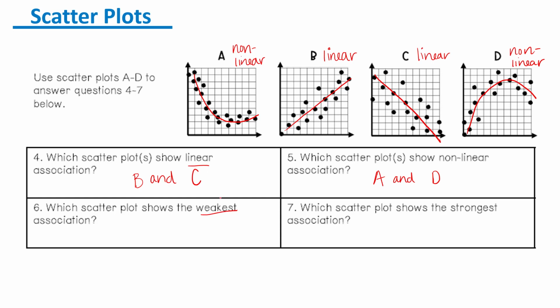Number 6 is which scatter plot shows the weakest association. So in other words, in which graph are the points the furthest apart from each other? I would say out of all 4, letter C has points that are the furthest apart from each other. And then number 7, which scatter plot shows the strongest association? I would say graph A. Those points are very, very close together, so that would be a strong association. It doesn't have to be linear for it to be a strong association. All right, and there are scatter plots and association.